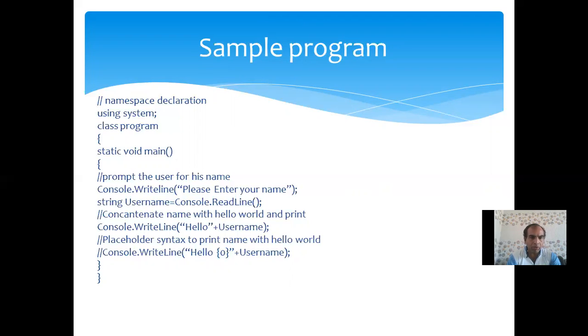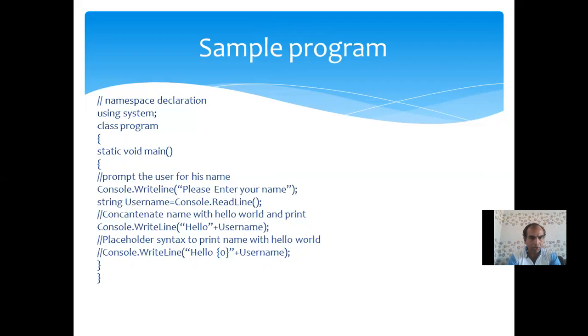We want to store the value from the user, so we are declaring the variable: string userName is equal to Console.ReadLine. That means we are reading the line, reading the value from the user, and it is stored in the userName variable. Then we are joining the string with that name, so concatenate the name with Hello and print: Console.WriteLine, in brackets Hello, which is a normal string we want to display, plus the concatenation operator, and then your variable name.